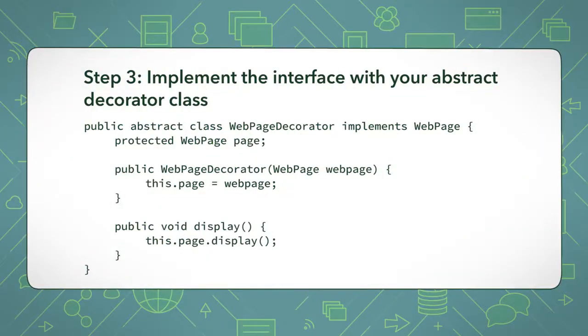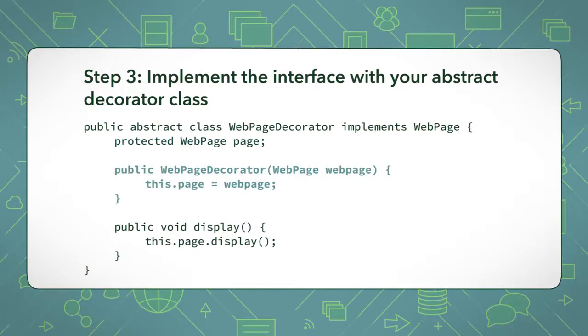Step 3. Implement the interface with your abstract decorator class. The implementation of the decorator class is important despite how little code there is. The first thing to note is that a web page decorator contains only one instance of web page. This allows us to stack decorators on top of the basic web page and on top of each other. Each type of web page is responsible for its own behavior and will recursively invoke the next web page on the stack to execute its behavior. The constructor will let you link different subtypes of web page together in a stack. All you need to do is tell it what instance of web page subtype you want to stack upon.